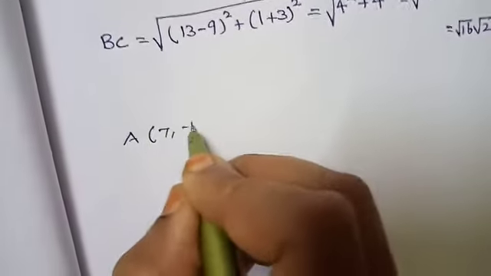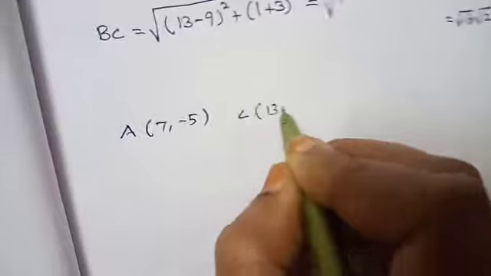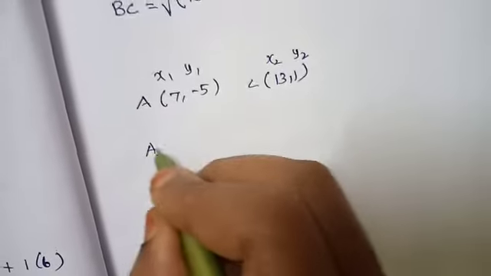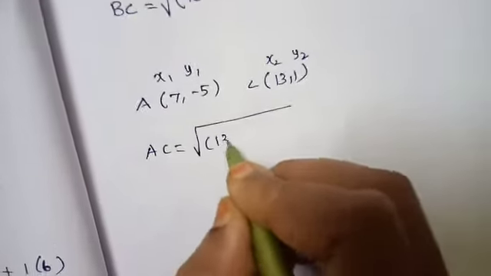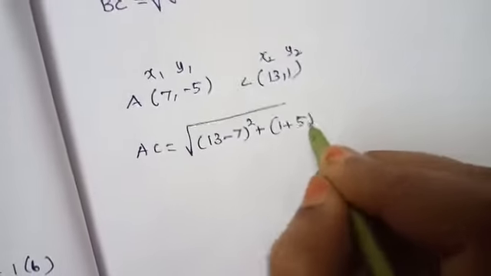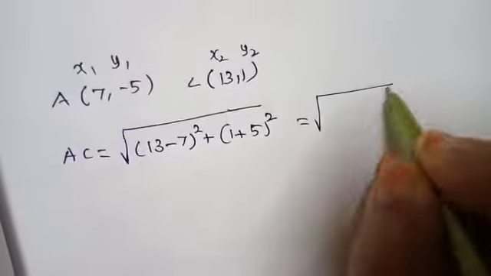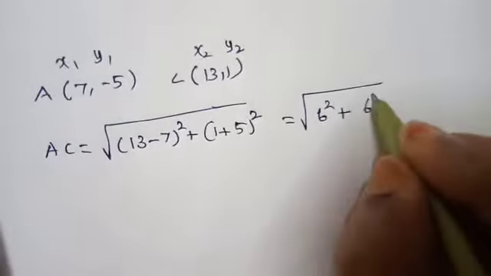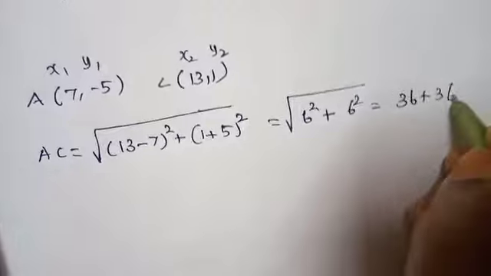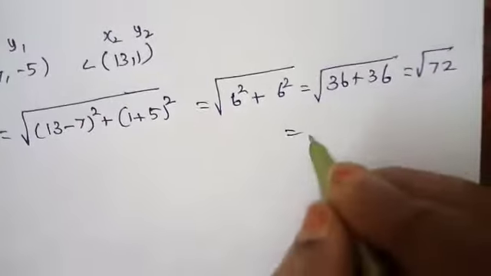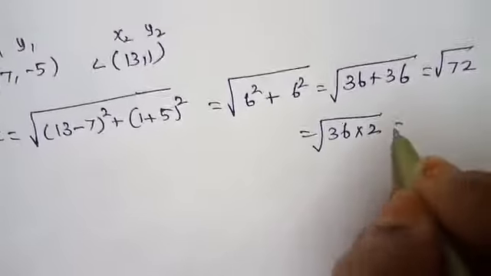Next we take the points AC. So A(7, -5) and C(13, 1). So this as x1, y1, this as x2, y2. So AC is equal to square root of (13 - 7) the whole square plus (1 - (-5)) the whole square, that is equal to square root of (13 - 7) 6 the whole square plus (1 + 5) 6 square. So 36 plus 36, that is equal to square root of 72. So 72 we write it as 36 into 2. So square root of 36 times square root of 2 is equal to 6 root 2.